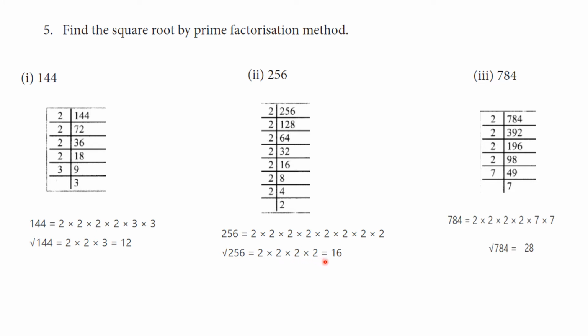That is 16. Next 784, divide with 2: 2 threes are 6, 9 twos are 18, 2 twos are 4, 19, 9 twos are 18, 6 twos are 12. Next 2, 9 twos are 18 and 8 twos are 16. Then 98 divided by 2, 2 fours are 8, 18 remaining, 9 twos are 18. 49 means 7 sevens. From these pairs, the first 2 pairs give one number each, so 2 into 2 into 7. So what is the answer? 28. Clear?